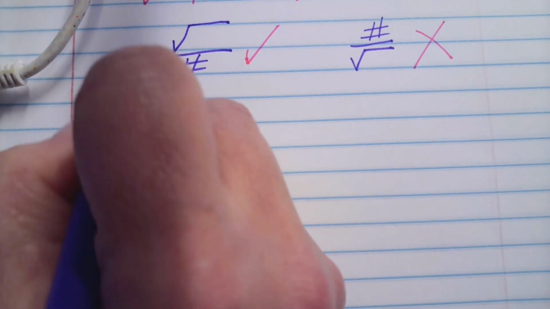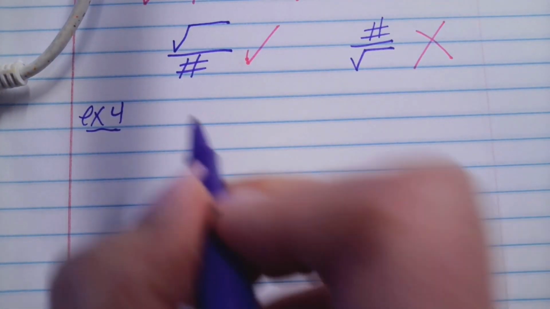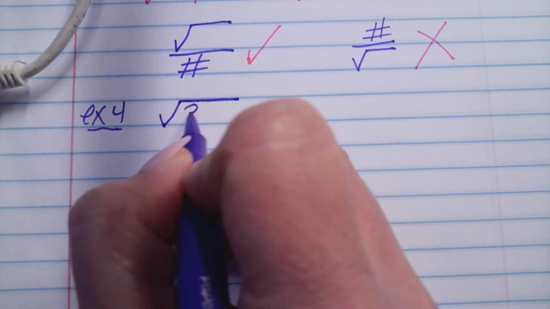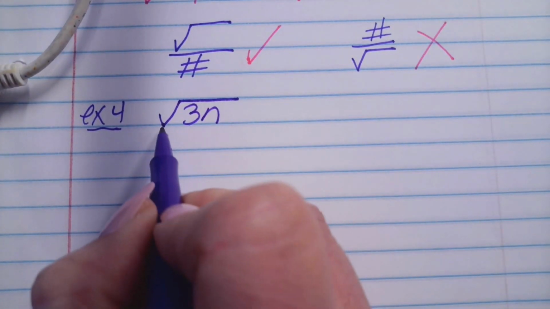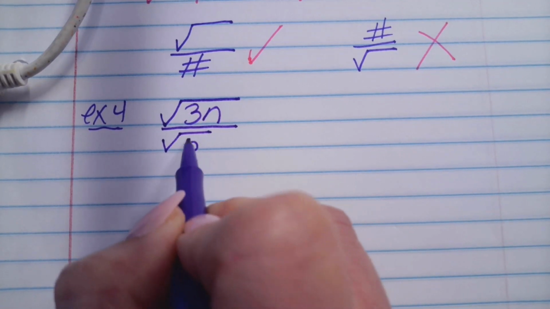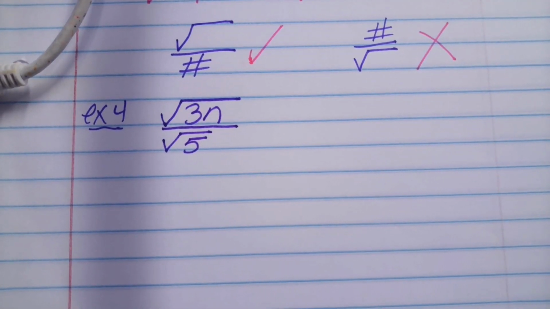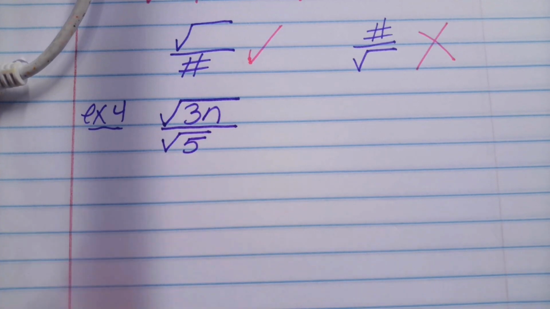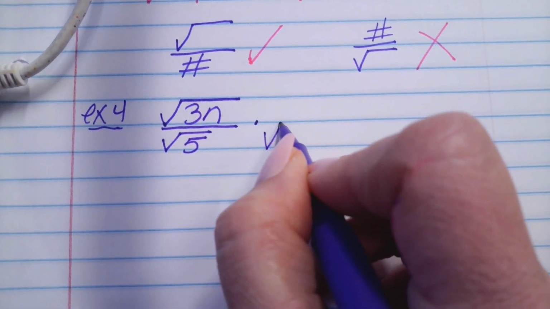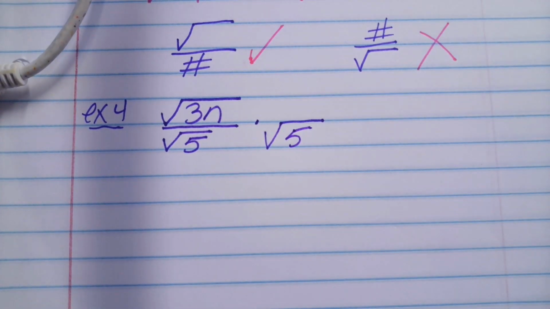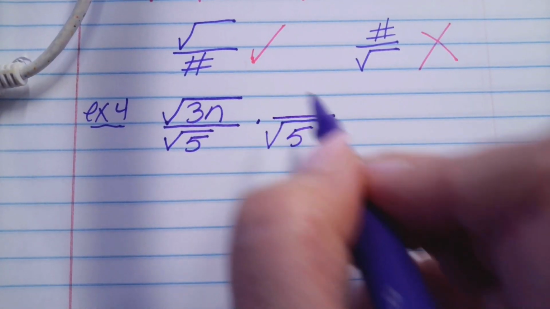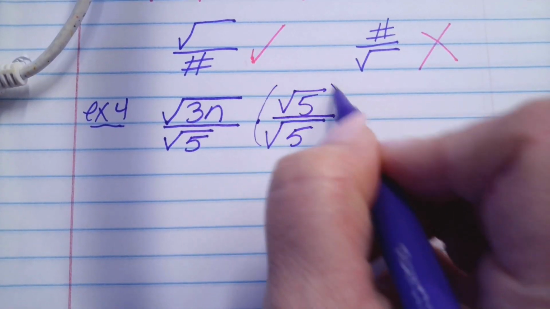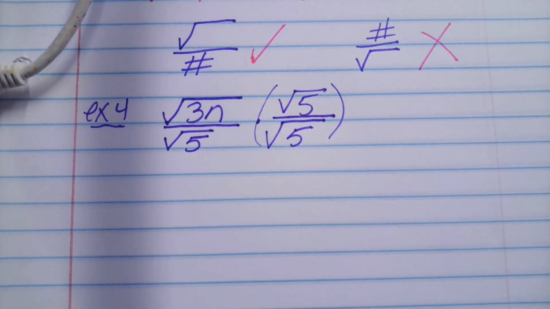All right, let's do another one. Okay, what about this? Radical 3n on top. Radical 5 down below. What's wrong with this? There's a radical on the bottom, and I can't have that. Remember, the 5 is not the problem. The radical sign is the problem. Okay? So in order to get rid of it, we're going to multiply by radical 5, and whatever we do to the bottom, we have to do to the top. So we're basically just multiplying both top and bottom by radical 5.